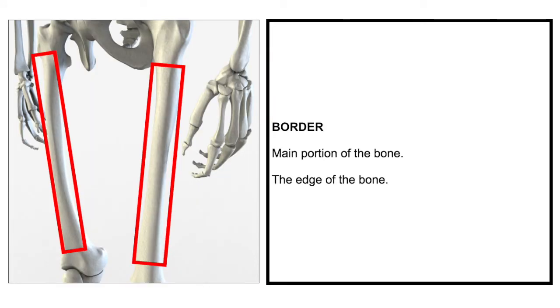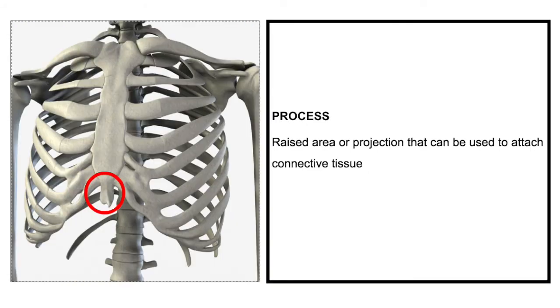Okay, so bones have landmarks called borders as well, and this is the edge of the bone. Easy to remember if you think the edge of Wales and England is the border between the two countries. Okay, so the penultimate one is a process. Okay, so the bony landmarks, we have processes.